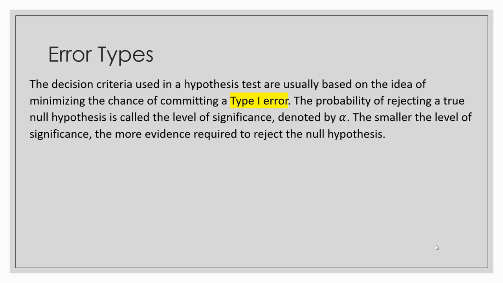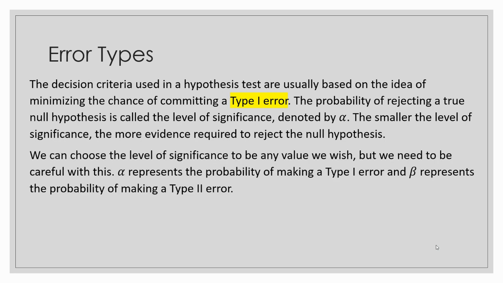The decision criteria that we use in a hypothesis test is usually based on the idea of minimizing a type 1 error. That's what we try to do. So the probability of making this type 1 error we call alpha. And that is, of course, the level of significance that we talked about in the previous video. So the smaller the level of significance, or in other words, the smaller the alpha, the more evidence required to reject the null hypothesis. And in many ways, we like to pick alpha to be small, because what we say then is that we have a stronger test, there's more evidence that's needed, and so that sometimes is better, but you do have to be careful not to make it too small.